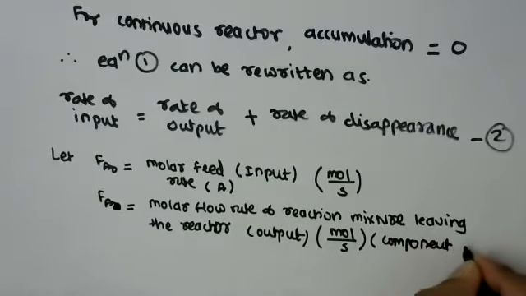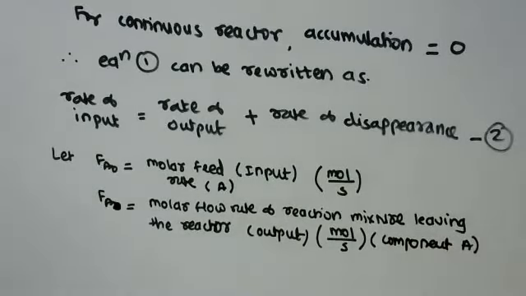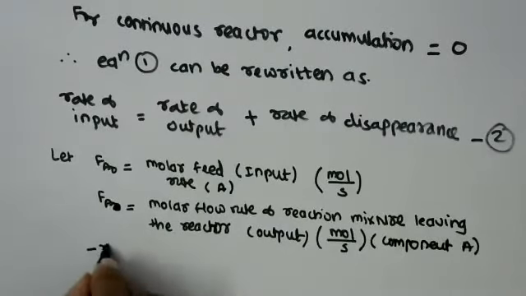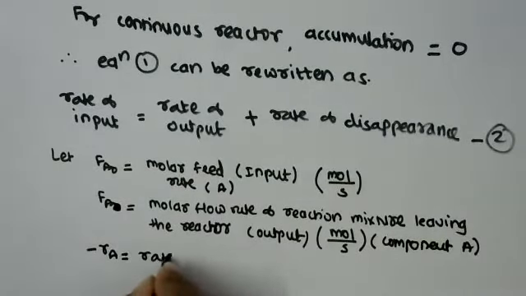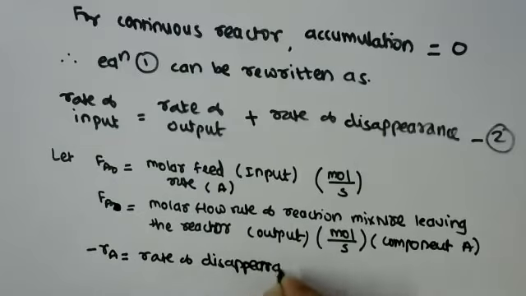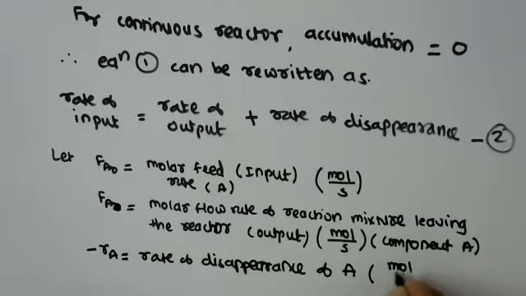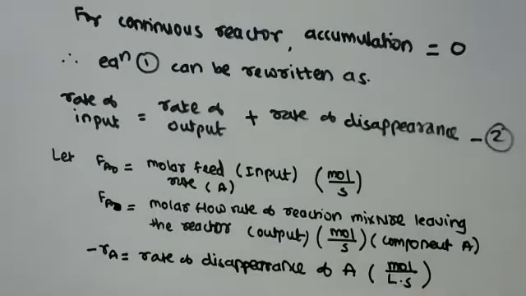This reactant is specifically for component A. It's like a stoichiometry. We are taking the component balance, and we'll define one more variable, minus RA, which is the rate of disappearance of A. So the unit is mole per liter per second. I hope now the things will be clear to you.